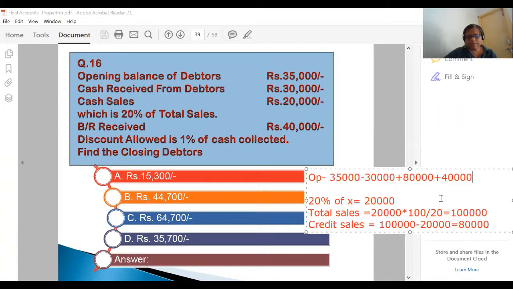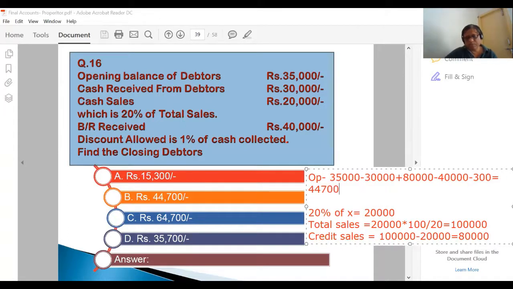So 35,000 opening debtor, on that 30,000 we have cash received, so the balance is 5,000 plus additional credit sales of 80,000, so 85,000 minus 40,000, so 45,000 minus discount allowed 300, so the balance is 44,700 is the answer.